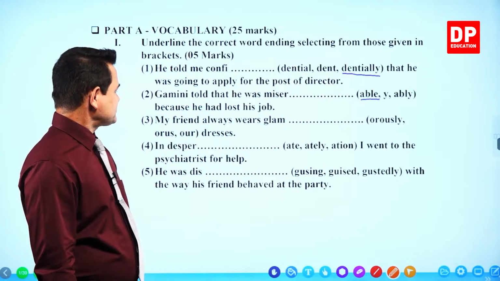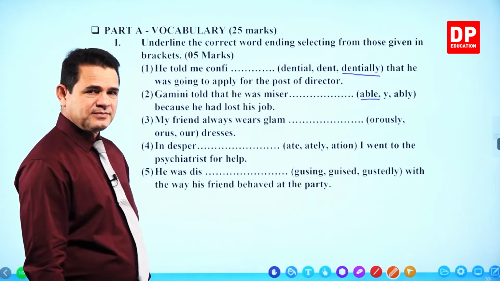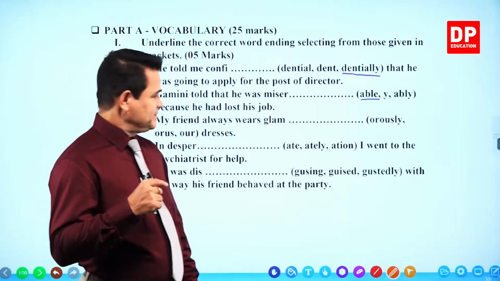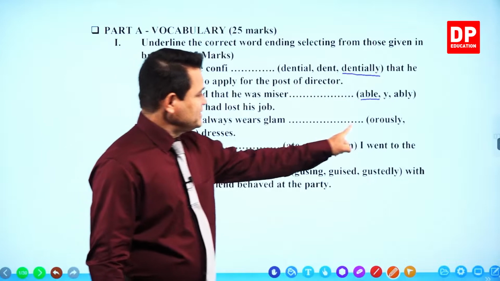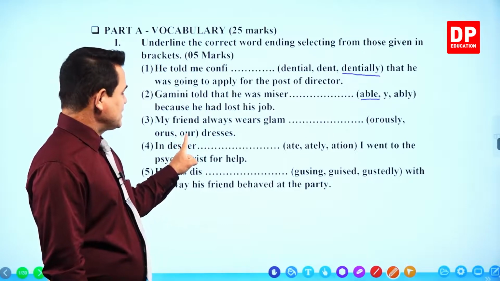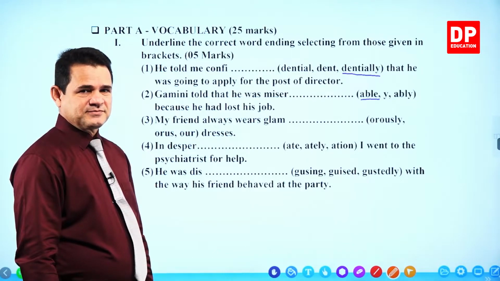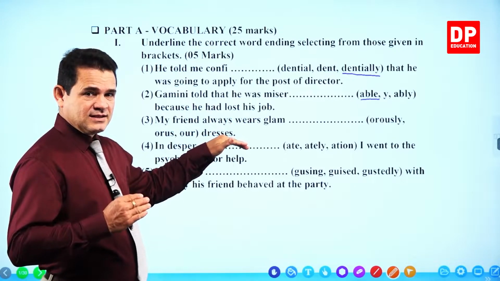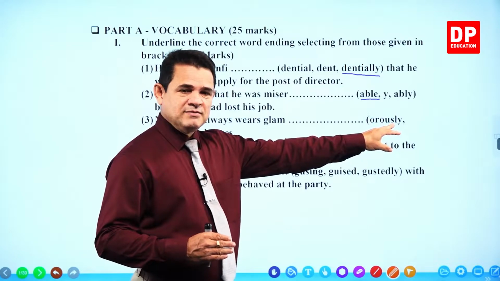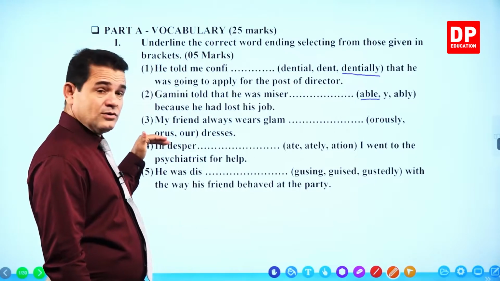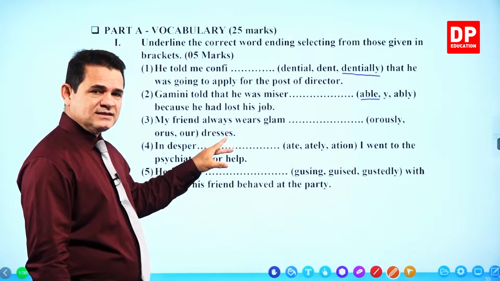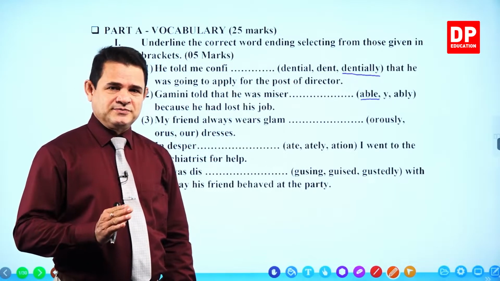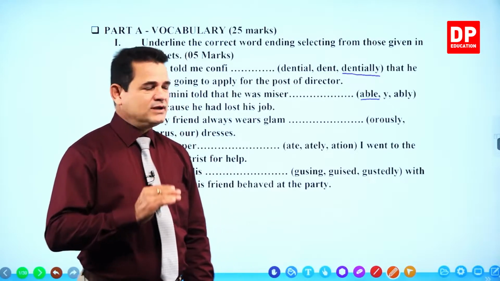So then the next one. My friend always wears glamorously or glamorous or glamour dresses. මගේ යාළුවා නිතරම පළඳිනවා, අඳිනවා ඒ වගේ. So my friend always wear, යාළුවා කොහොමද අඳින්නේ? If you use the first one, it becomes glamorously. Or මෙතන තියෙන්නේ dresses, that is a noun. එහෙනම් noun එකට කලින් මේ වචනේ එන්නේ. Then noun එකකට කලින් එනවා, it should be an adjective. Then you have to decide which one is the adjective here.